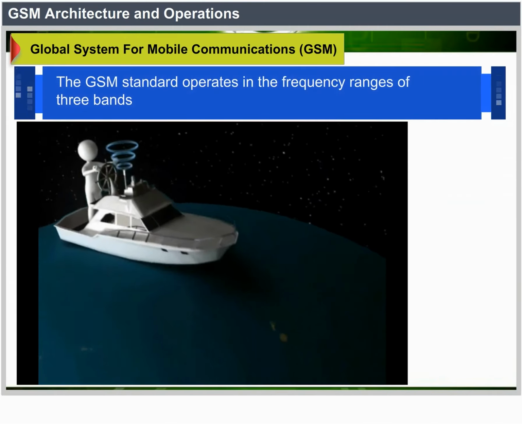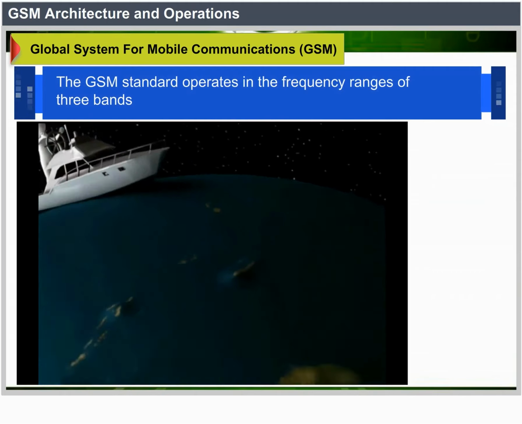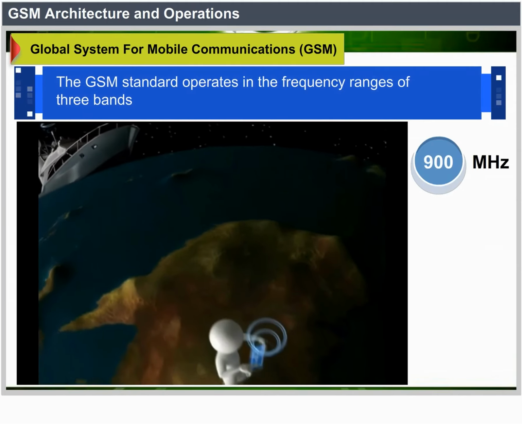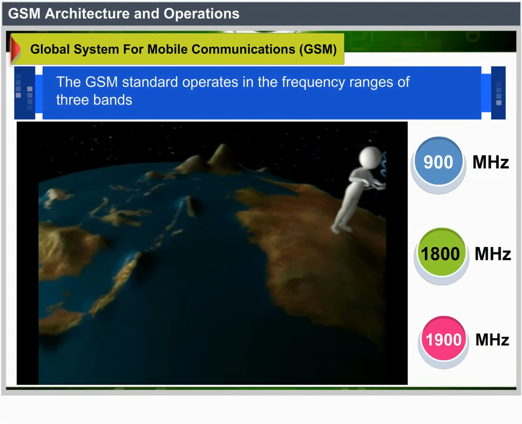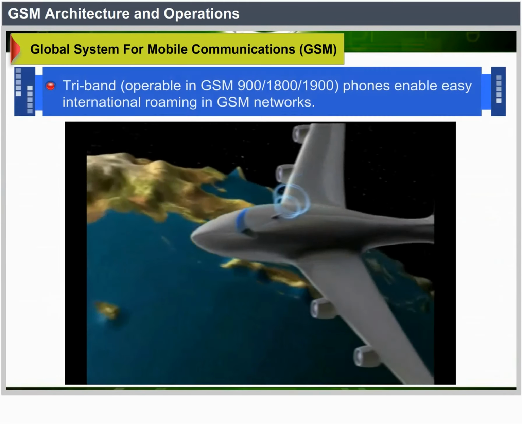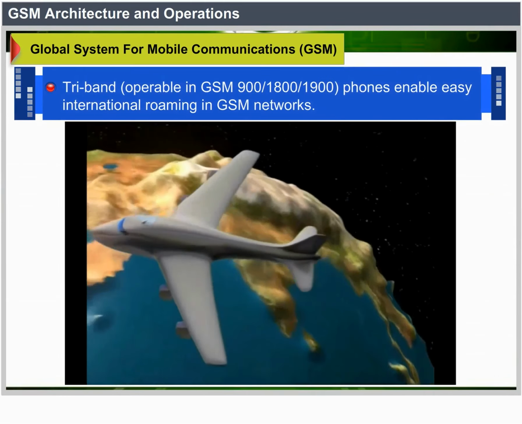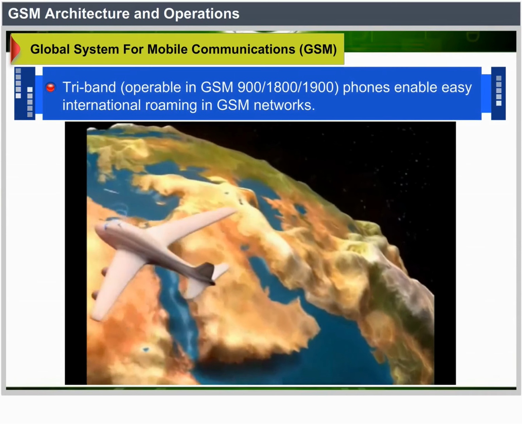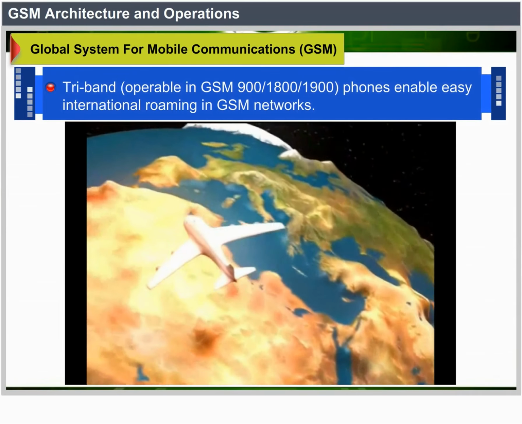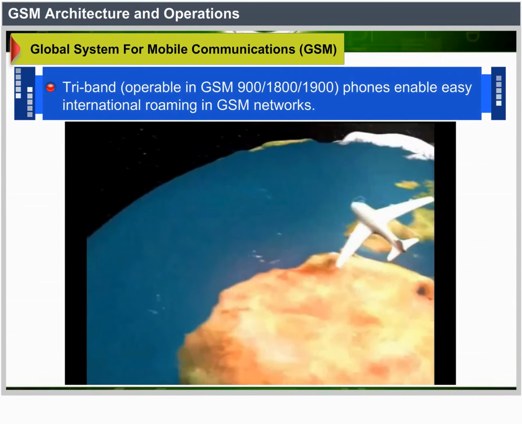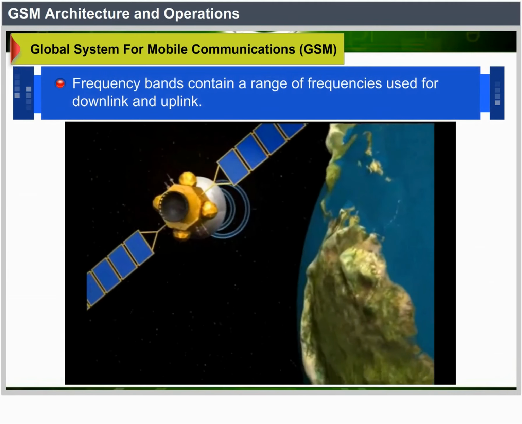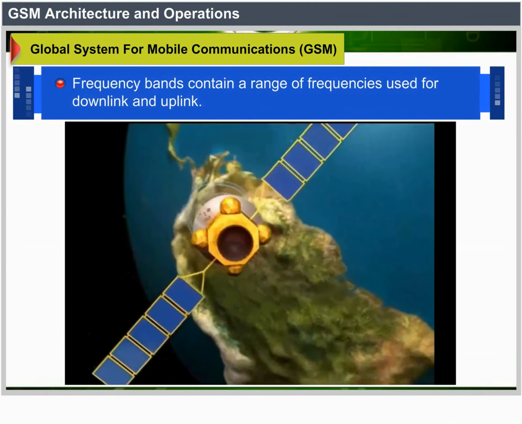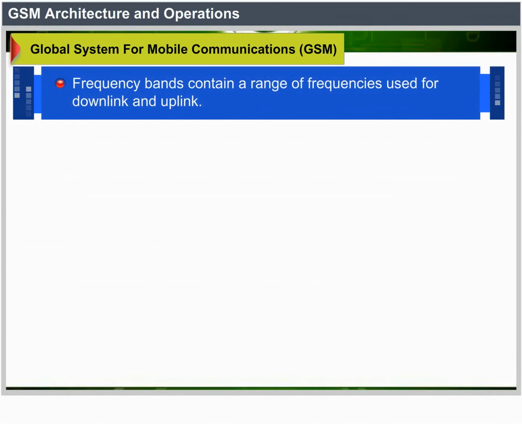The GSM standard operates in the frequency ranges of 3 bands: 900, 1800 and 1900 MHz. Tri-band phones, operable in GSM 900, 1800, 1900, enable easy international roaming in GSM networks. Frequency bands contain a range of frequencies used for downlink and uplink.